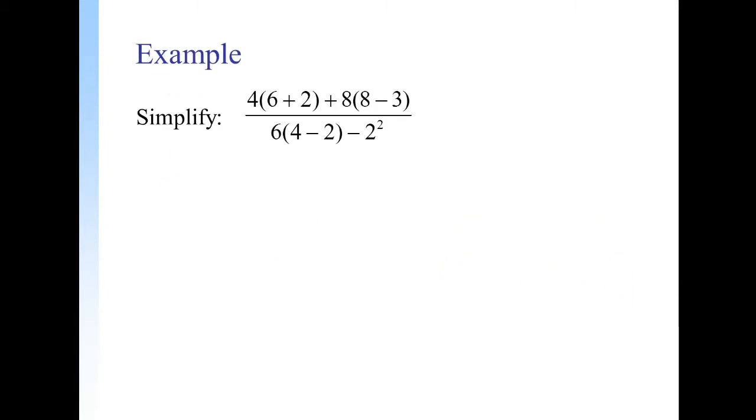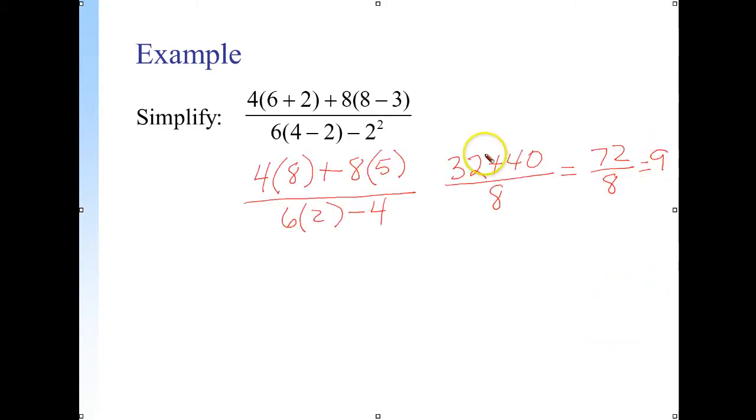All right, how about this one? A little more challenging. So I paused it to work it a little bit. So 6 plus 2 is 8. And 4 times 8 is 32. 8 minus 3 is 5. 8 times 5 is 40. This is a 2. 6 times 2 is 12.